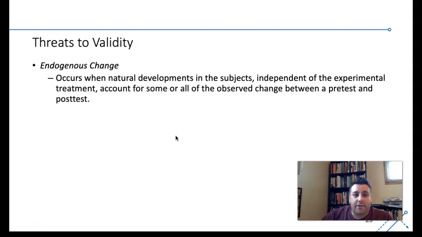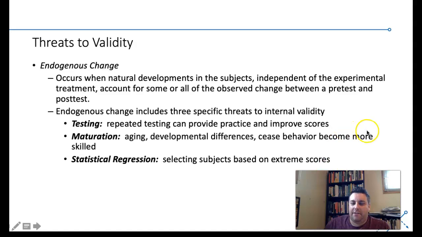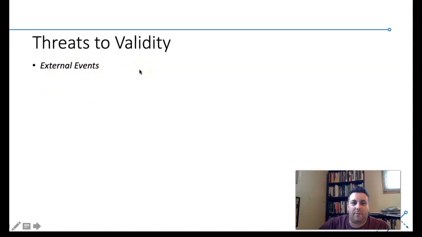Then there's endogenous change. Endogenous change is natural, developmental, perfectly normal change that occurs over the course of time. So what we don't want is for endogenous change to be responsible for causing the change in the dependent variable. The three forms of endogenous change are testing, maturation, and statistical regression. I am not concerned with whether you know the definitions of testing, maturation, and statistical regression, as long as you know what endogenous change is. That's really what's important here.